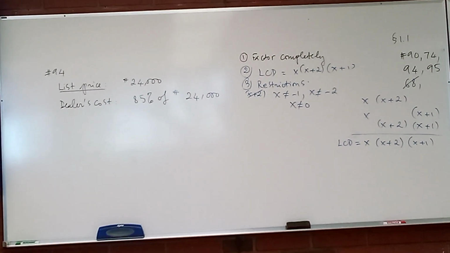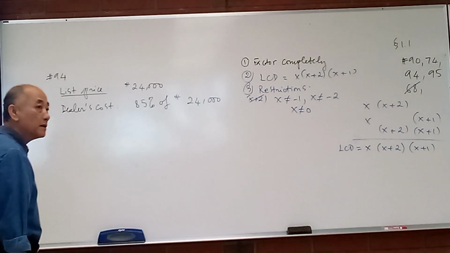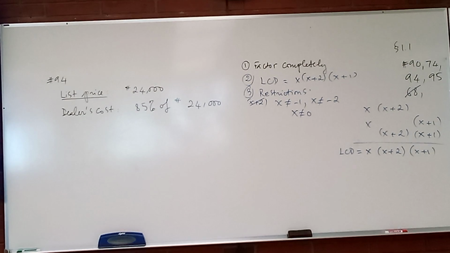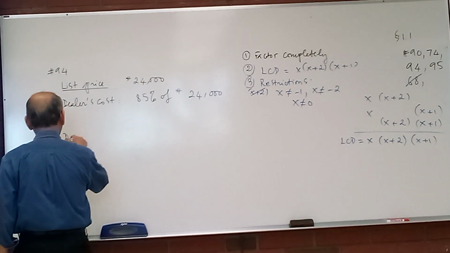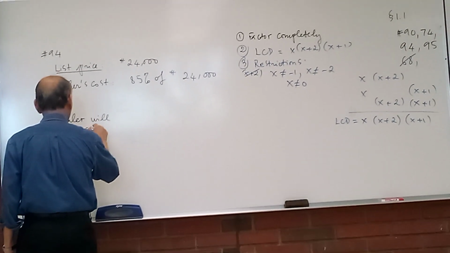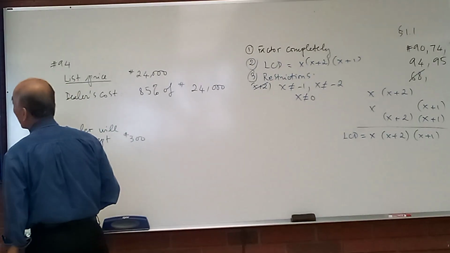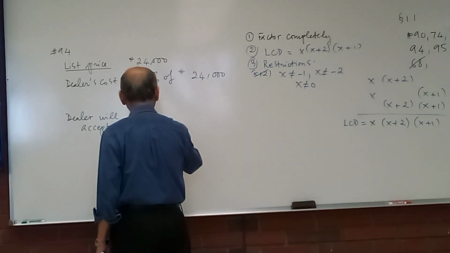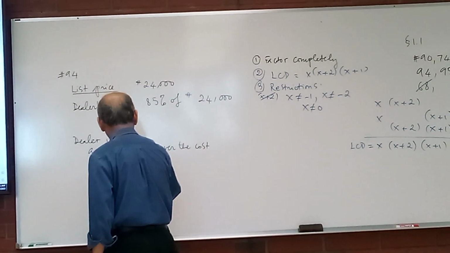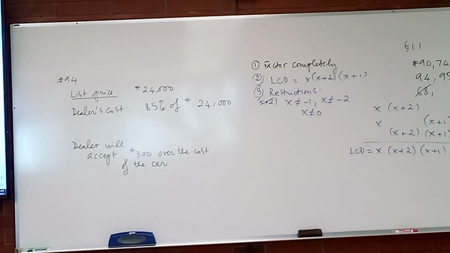Just write out all the information. How much will you pay if the dealer will accept $300 over the cost of the car? So that means the dealer profit. The dealer will accept $300 over the cost of the car. Okay, how do you find that one?